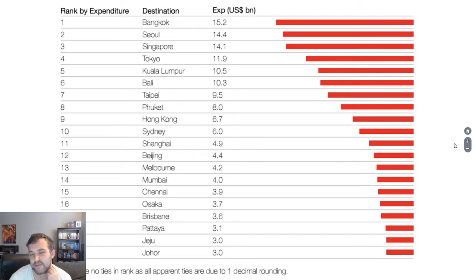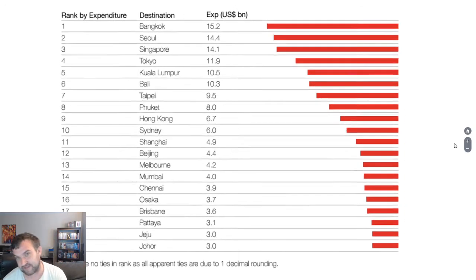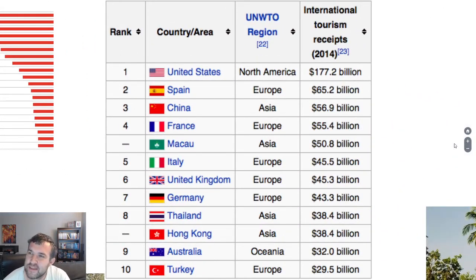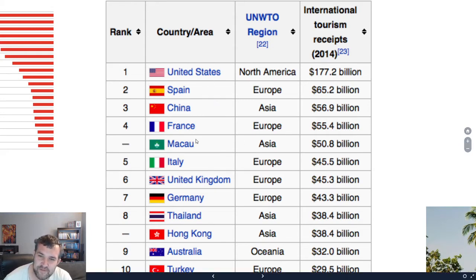So what are the most common destinations in Asia? It looks like so many people go to Bangkok, because Bangkok's just a fun city. I've been there myself. Okay, and then the international tourism receipts. So we got USA, Spain, China, France, Macau, Italy, UK, Germany, Thailand. So yep, Thailand is the 8th tourist centric country in the world. And Macau is technically a part of China, so I would even say they're the 7th.